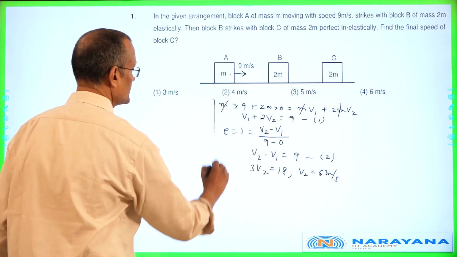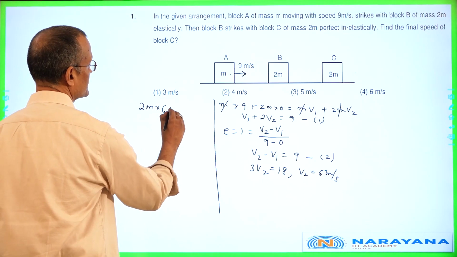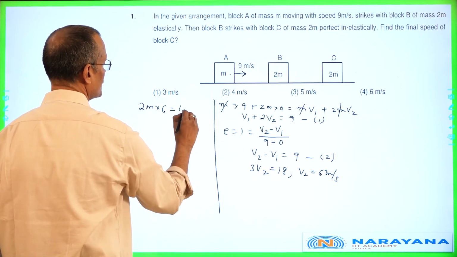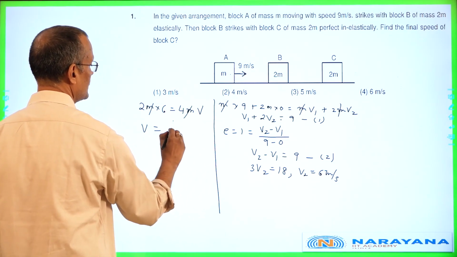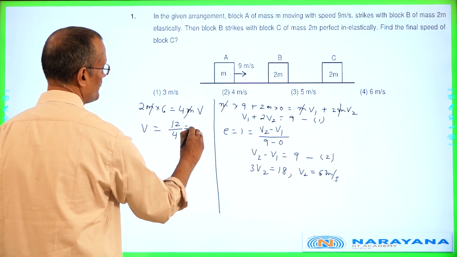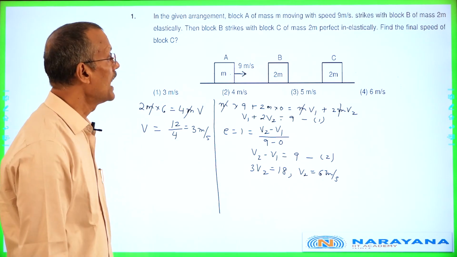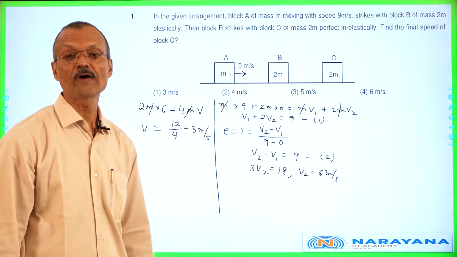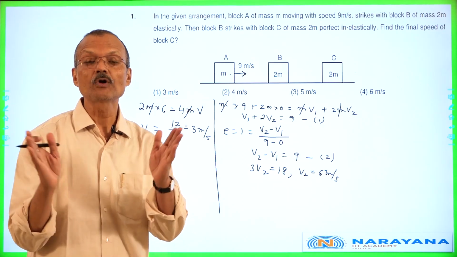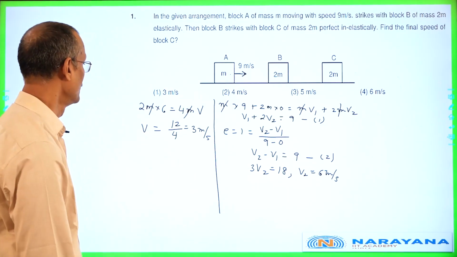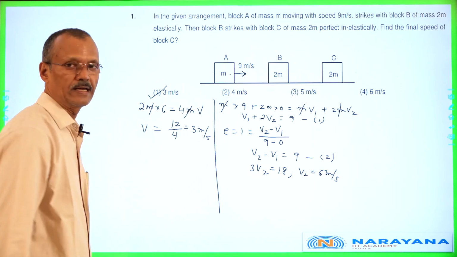Again you use conservation of linear momentum: you will have 2m into 6. Now, both are sticking, so it will become 4m into v. v will become, m cancelled, 12 by 4. This will become 3 meter per second. This will be the final velocity of B as well as C. They are asking you the final speed of C. This will be the final speed of B as well as C, because they are sticking together and moving. So the answer for this question is 3 meter per second, option 1.